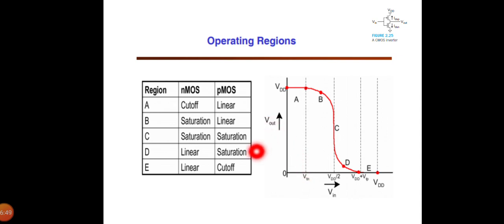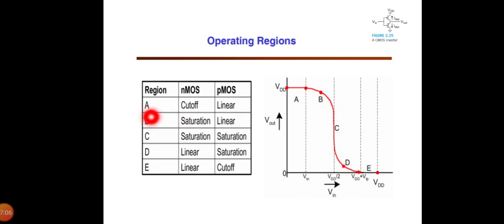As you can see, when the input voltage is 0, our output voltage will be VDD. When you increase the input voltage to VDD, then your output voltage decreases like this. So these 5 regions are denoted as A, B, C, D and E.